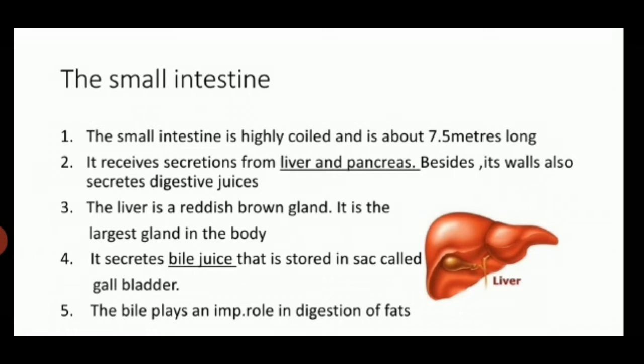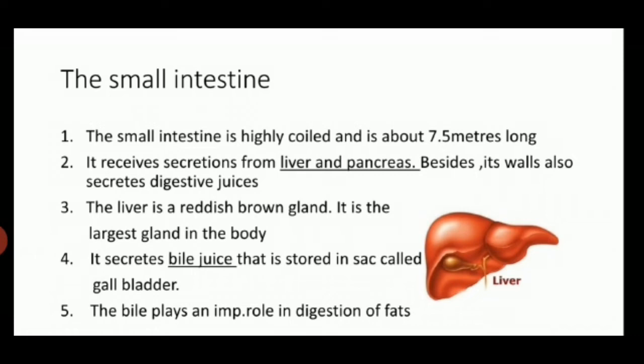See now, the liver is nothing but a reddish brown gland. It is the largest gland in the body. Very important, it comes as fill in the blanks. The largest gland. A gland is nothing but any organ that has certain secretions. So out of all the secretions throughout your body, of which the liver is the largest gland.